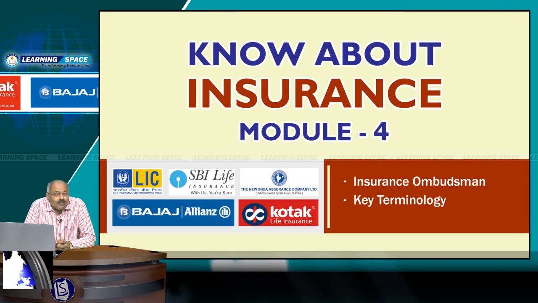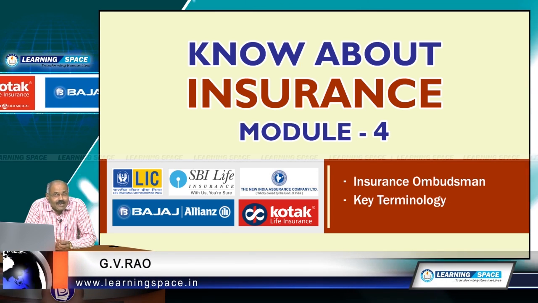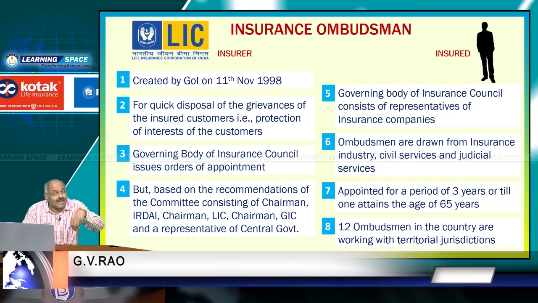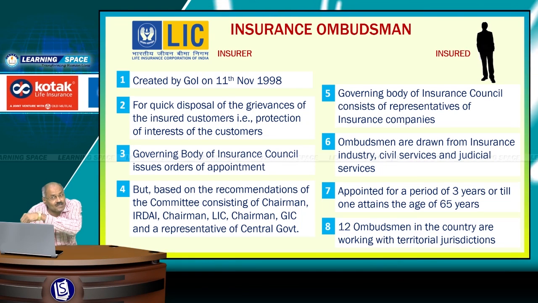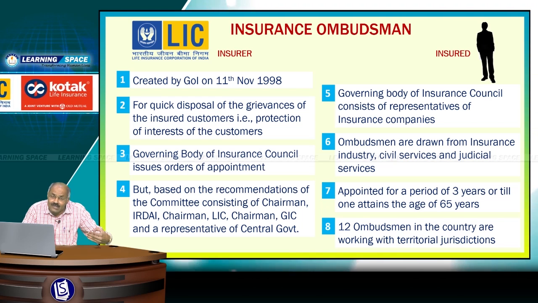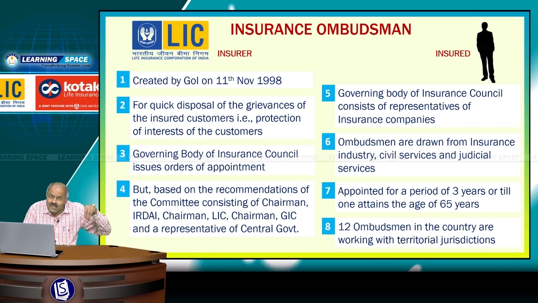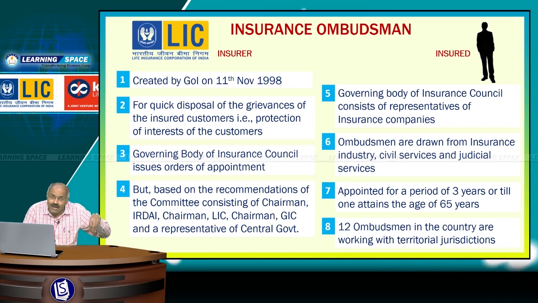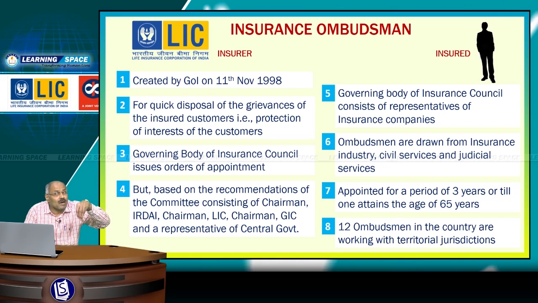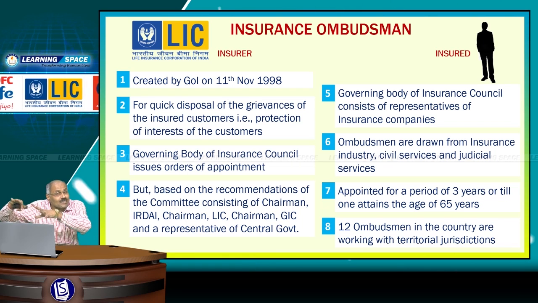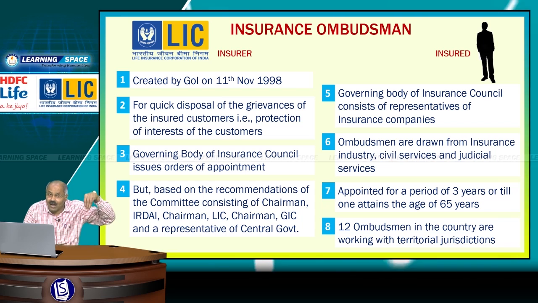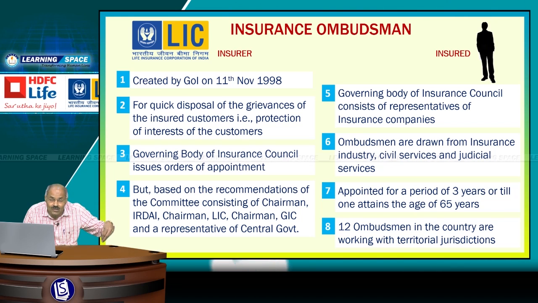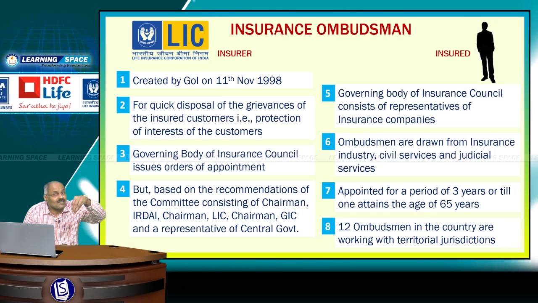This is the fourth module. We are going to discuss the insurance ombudsman and key terminology. Just like the banking sector, the insurance sector has also got an ombudsman. All of you are well aware that in the banking sector, the Reserve Bank of India appoints the ombudsman. But in the insurance sector, it is slightly different. This institution of ombudsman was created on 11th November 1998 by the Government of India, and at present 12 ombudsmen in the country are working with their respective territorial jurisdictions. The institution of ombudsman is for quick disposal of the grievances of the insured customers, basically with a view to protect the interests of the customers.